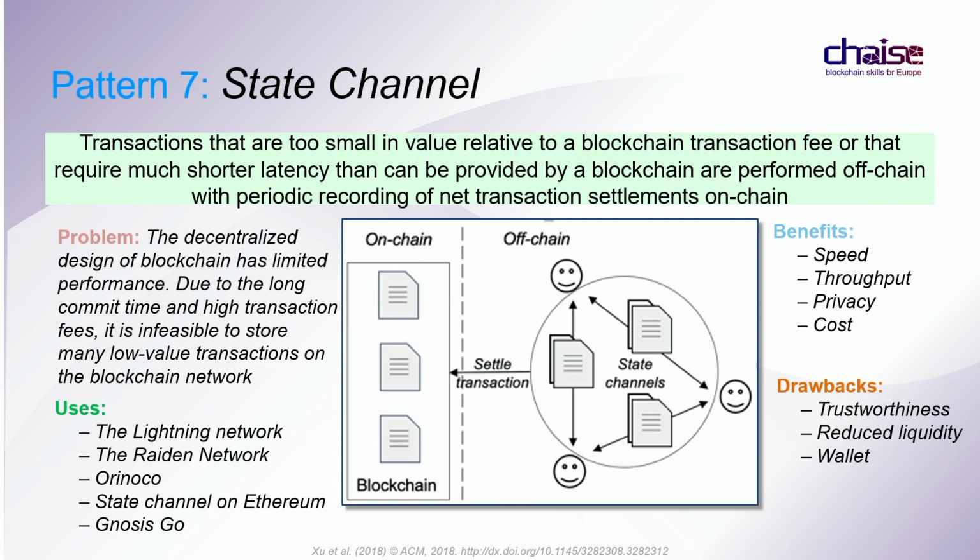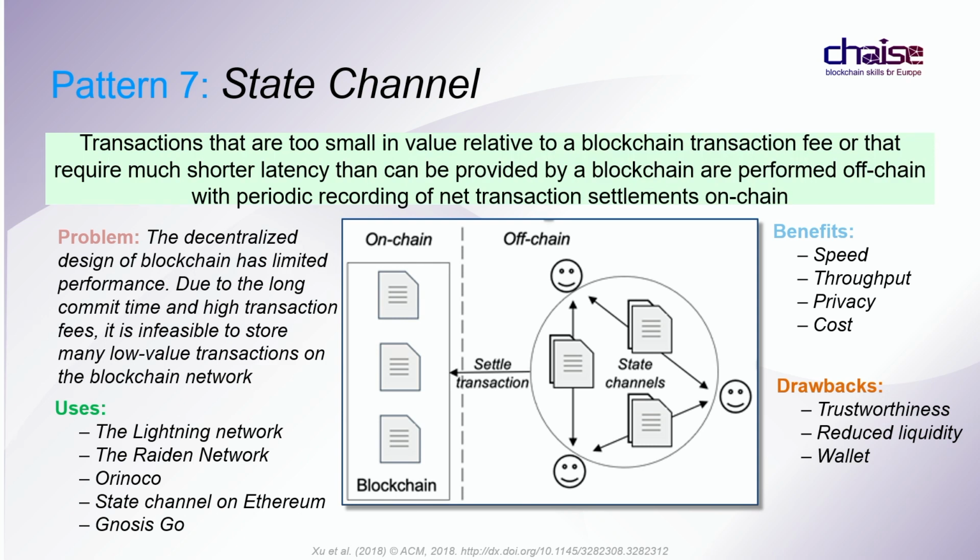Privacy. Other than the final settlement transaction, the individual off-chain transactions do not show up in the public ledger. Thus, the detail of these intermediate off-chain transactions is not publicly visible.